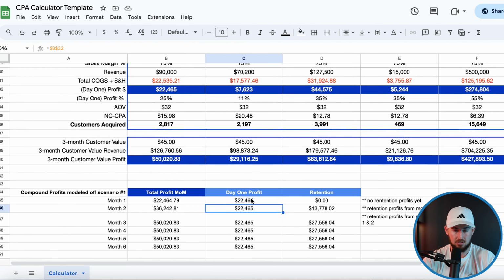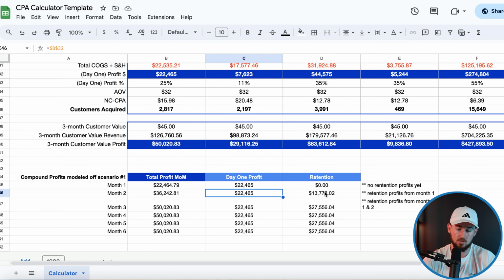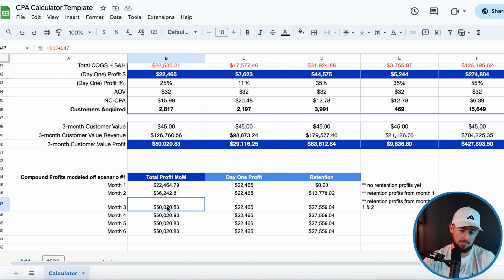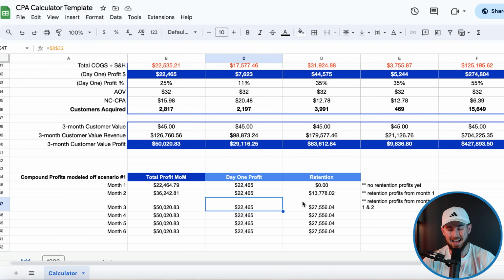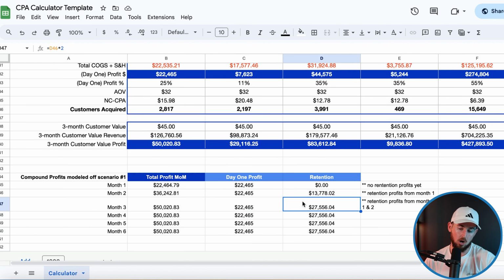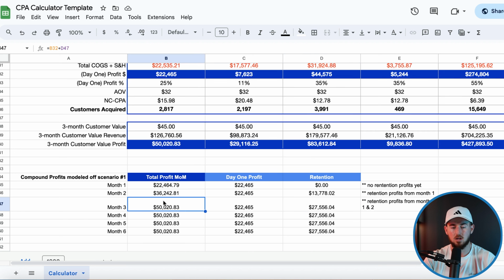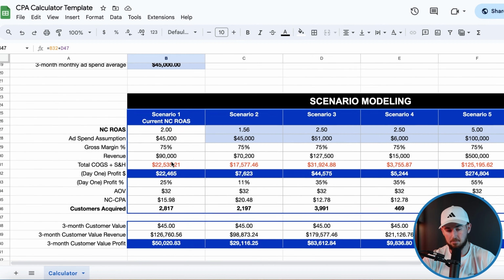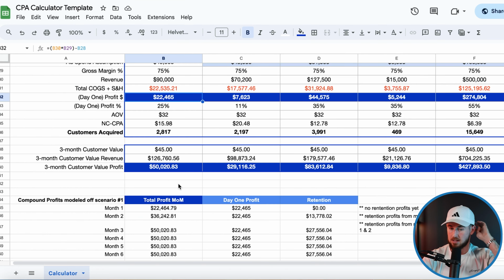Now our day one profit is $22,000, but we'll have $13,000 in retention, customers coming back and purchasing again, which is going to improve that profit to about $36,000 in month two. Then guess what happens in month three? We have our day one profit and we have the last 2 months of customers purchasing again. Some of those customers purchase again, those $13,000. Guess what? Now we're at $50,000 a month in profit. Now our day one is roughly $22,000 and another almost $28,000, almost 50% of your profit coming purely from returning customers.